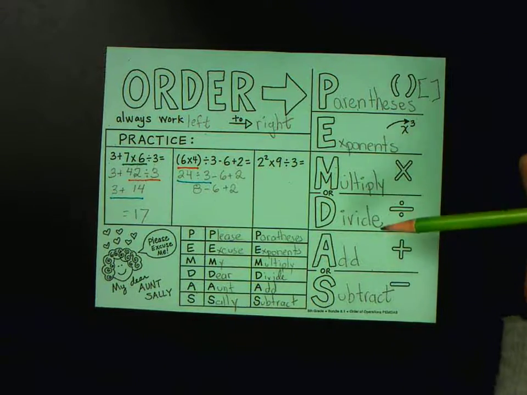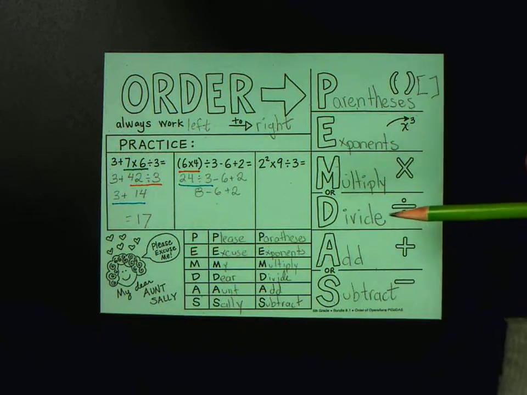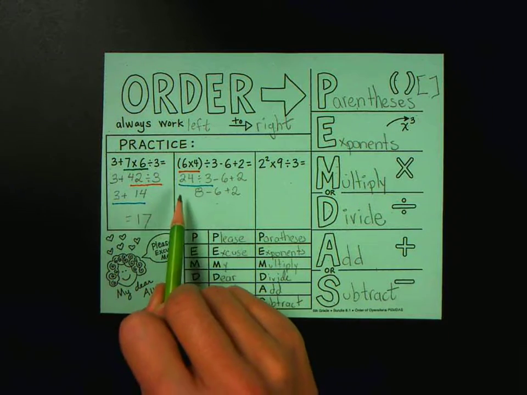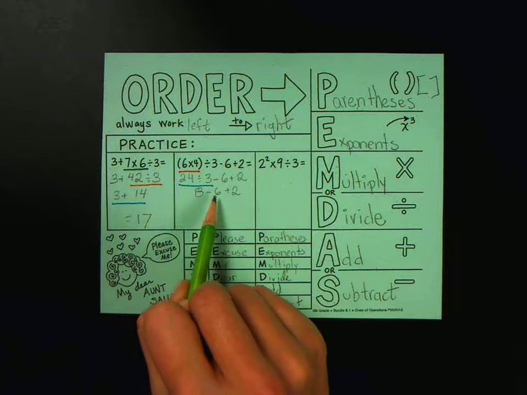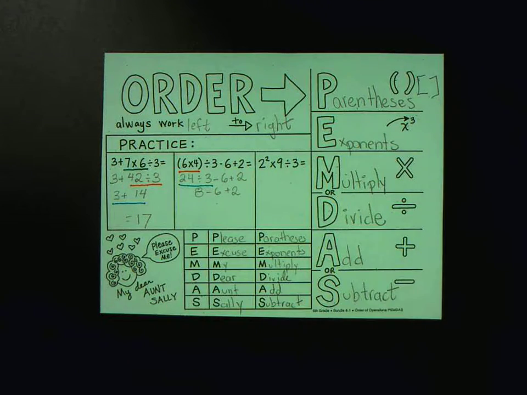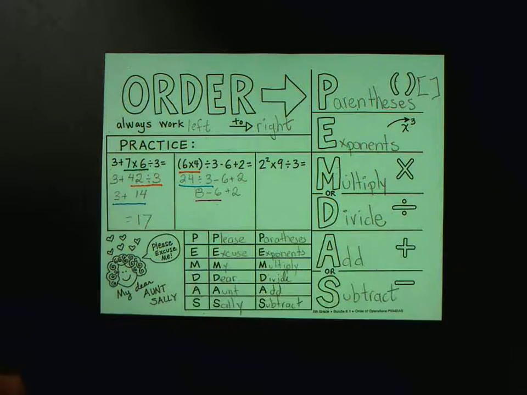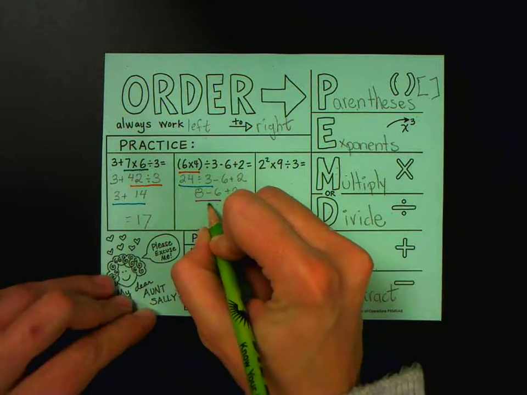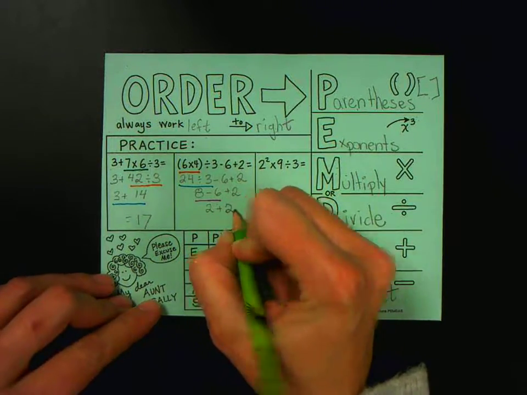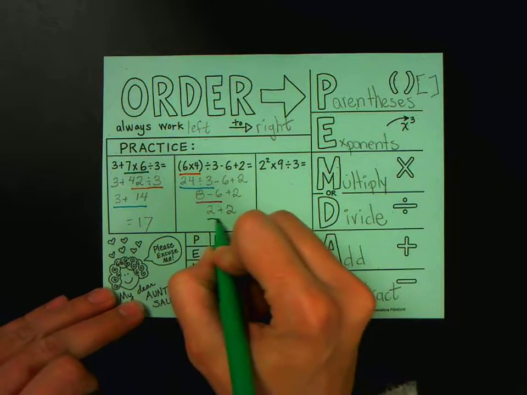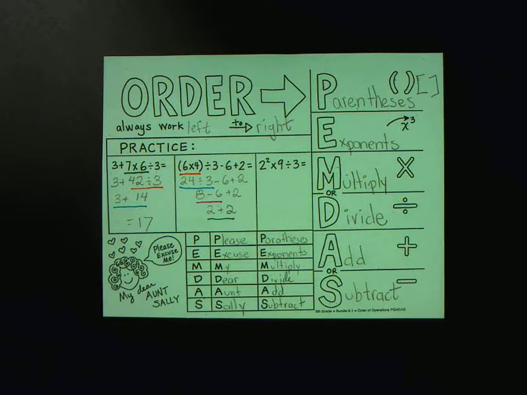Do I see any more multiplication or division? Nope. Do I see any addition or subtraction going from left to right? If I start from the left and move my way to the right, I see subtraction first. So I'm going to do the 8 minus 6 first. And 8 minus 6 is going to be 2. And I bring everything else down. 2 plus 2. And the last thing I'm going to do is that 2 plus 2, which is 4. So my answer is 4.